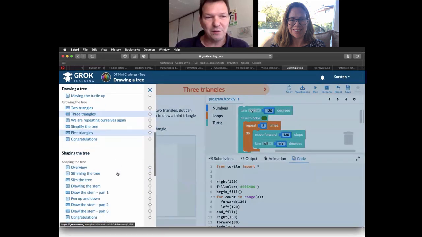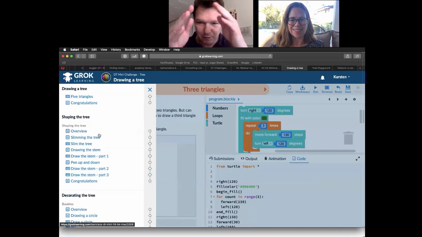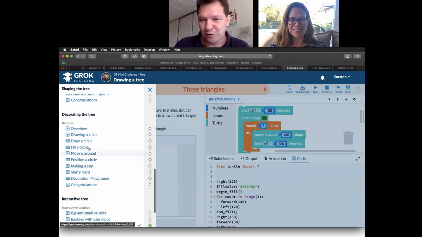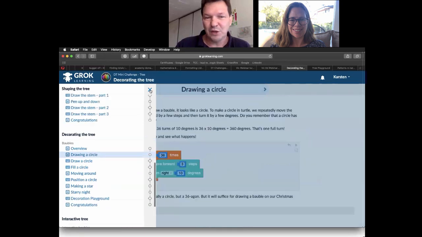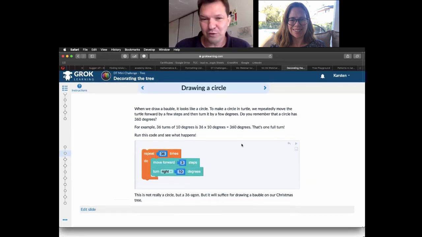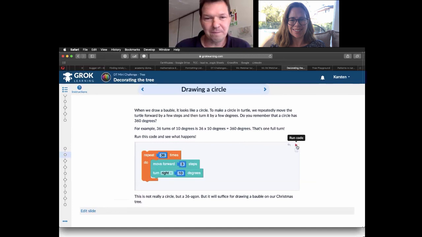And you see down here, we make the tree, we're slimming it so that it's a bit narrow at the top and wider at the bottom. And then we add a stem. You see this here, we're drawing a stem. And then we are drawing something very interesting. We're making the baubles, we're decorating the tree. And now, this is what I wanted to show you, because this is very nice. You know how you draw a tree in turtle? Turtle doesn't have a, oh, sorry, not a tree, a circle. Apologies. How you draw a circle in turtle? What you do is something like this. Let me show you.